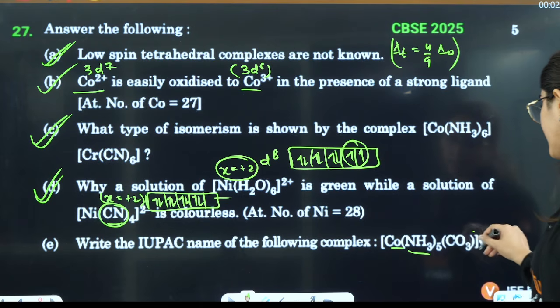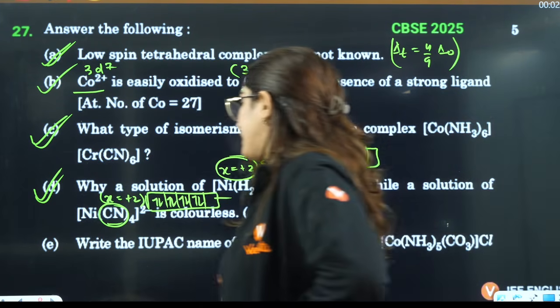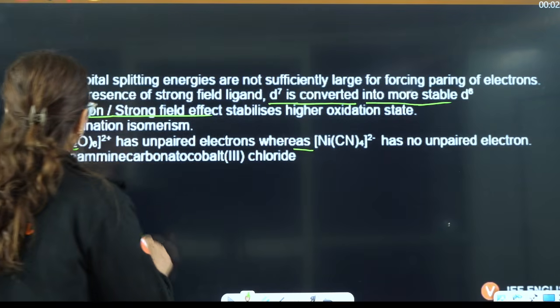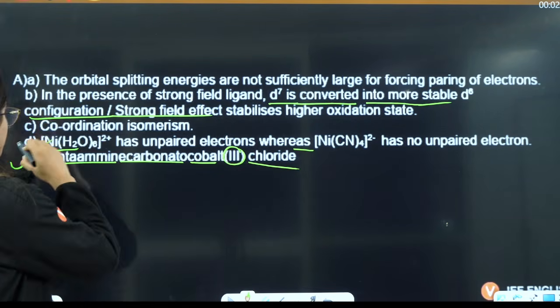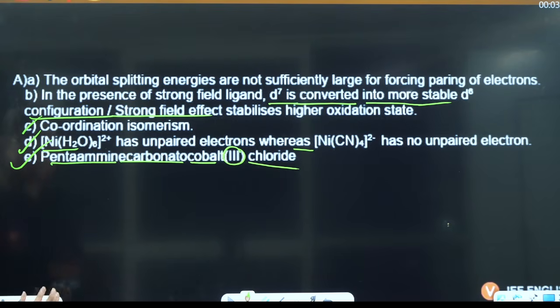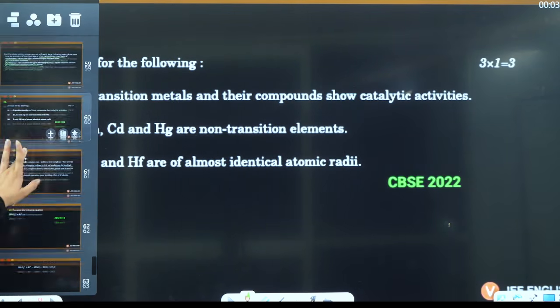This will be 3. This is chloride. Okay, so the answer is going to be pentaammine carbonato cobalt(III) chloride. That I just told you. Done. Just 2 more questions we are left with.